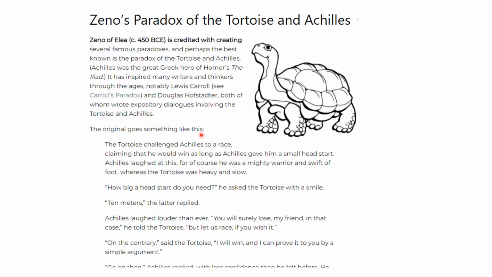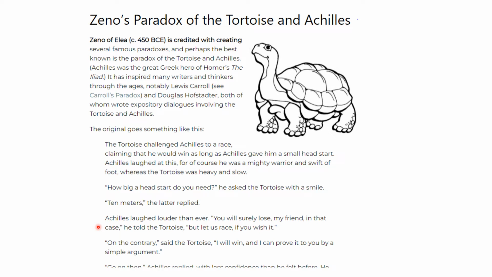So the original story goes something like this. The tortoise challenged Achilles to a race, claiming that he would win as long as Achilles gave him a small head start. Achilles laughed at this, for of course he was a mighty warrior and swift of foot, whereas the tortoise was heavy and slow. "How big a head start do you need?" he asked the tortoise with a smile. "10 meters," the latter replied. Achilles laughed louder than ever.